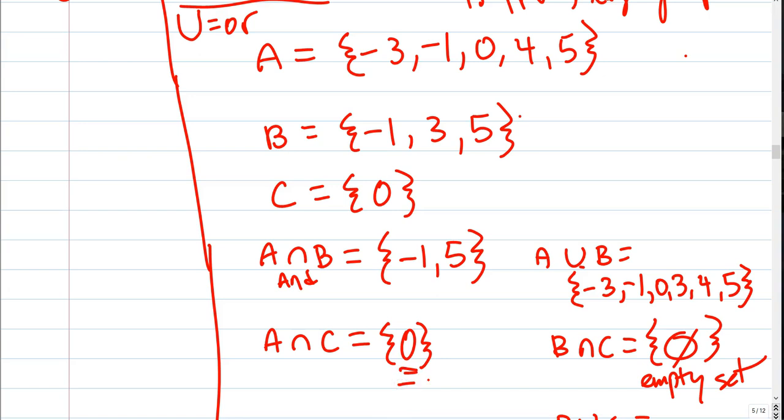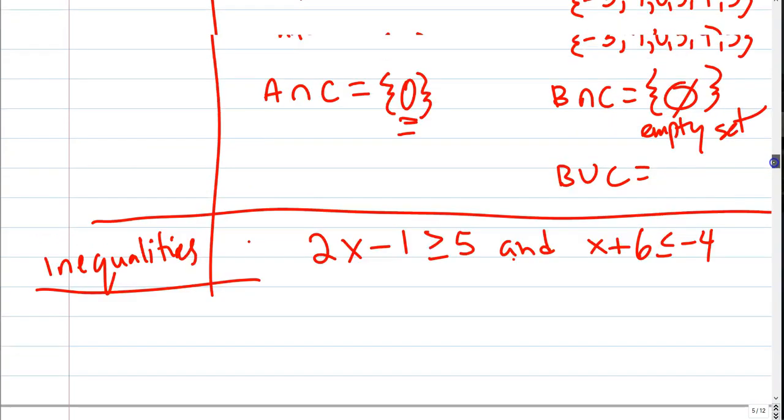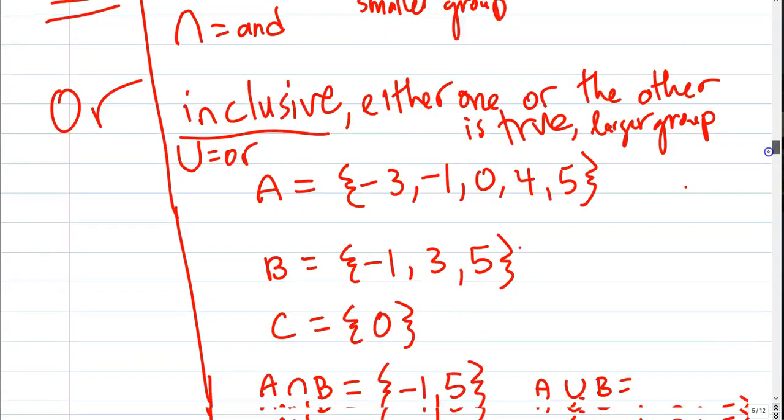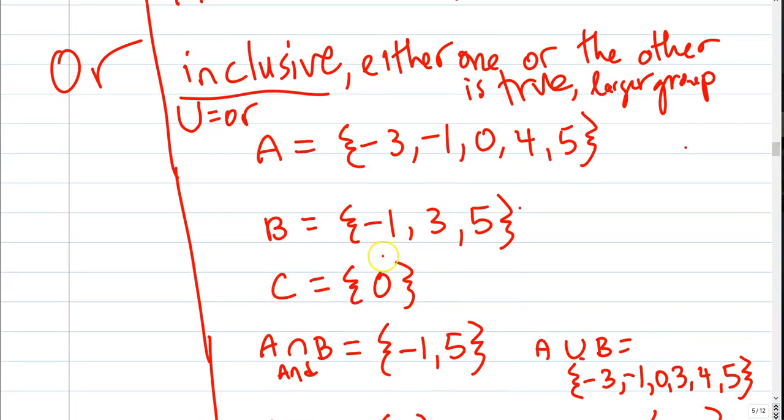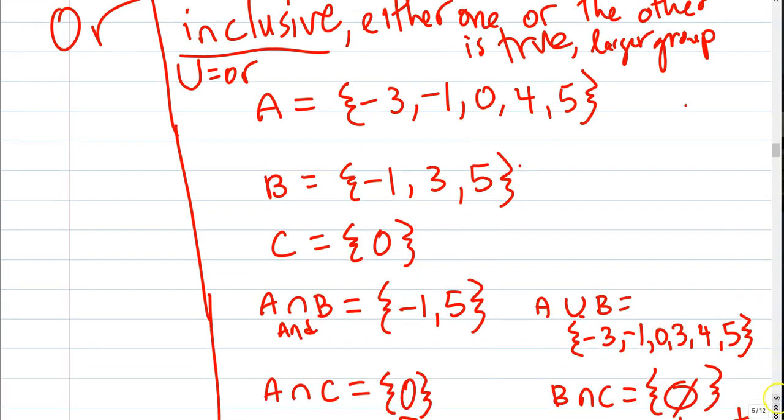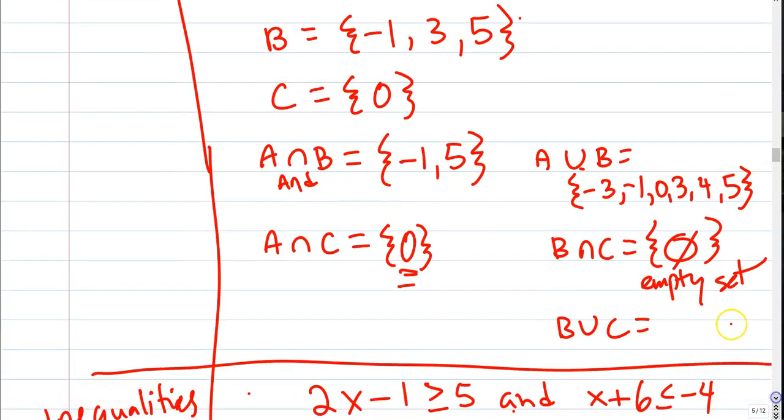It means the number 0 is between the two. This 0 with a line through it is telling me it is an empty set. There is nothing in there. 0 is something. 0 with a line through it stands for nothing, empty set. Okay? And B or C. B or C would basically mean everything from B, everything from C. So that would include the negative 1, 0, 3, 5. So B or C, negative 1, 0, 3, 5.